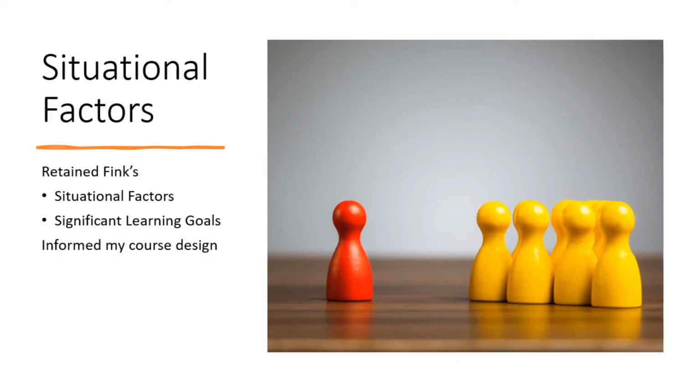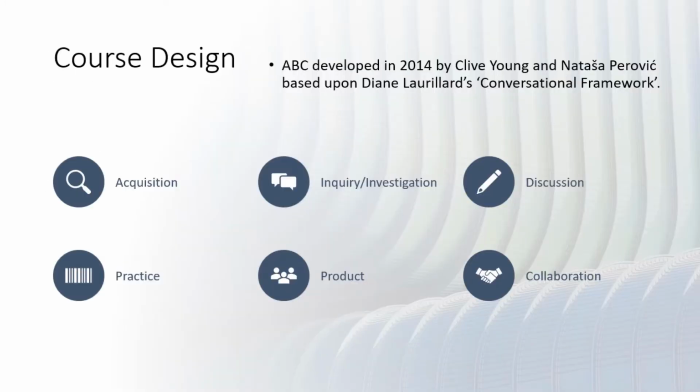I did retain Think's situational factors because I felt they were very important for my learning cohort. I also looked at significant learning goals from Think, and this informed my course design. As mentioned, I used the ABC course design method developed in 2014 by Clive Young and Natasha Perovich, based upon Diane Laurillard's conversational framework. She identified 6 learning types: acquisition, inquiry and investigation, discussion, practice, product, and collaboration.